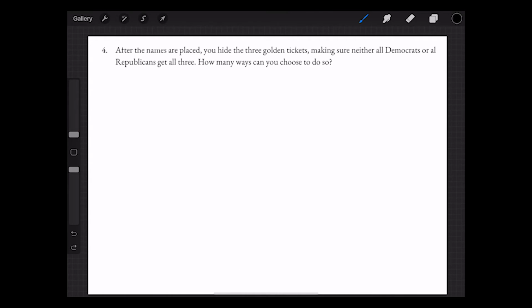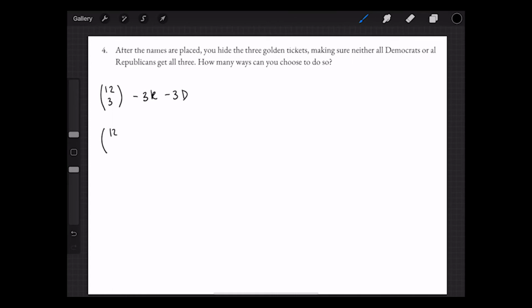Now we want to give out our 3 golden tickets, but we want to make sure that they don't all go to 3 people of the same political party. In a previous part, we decided that there were 12 choose 3 different ways that you could give out the tickets to 3 different people. This counts all groups of 3 different people, including ones that are made up of 3 Democrats or 3 Republicans. So to get the answer to this question, we could find the total number of groups of 3 and then subtract off the ones that are 3 Republicans and the ones that are 3 Democrats.